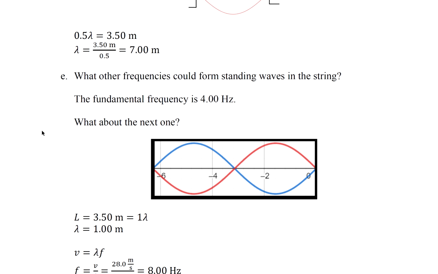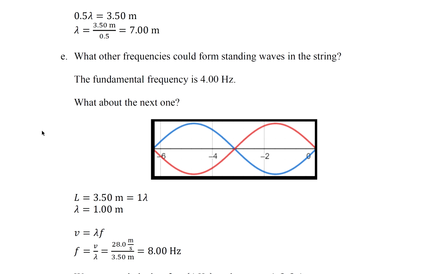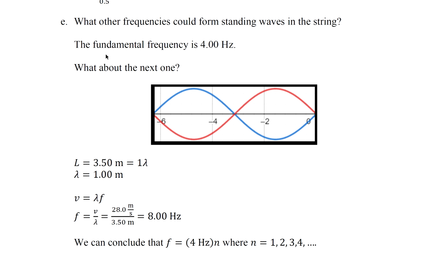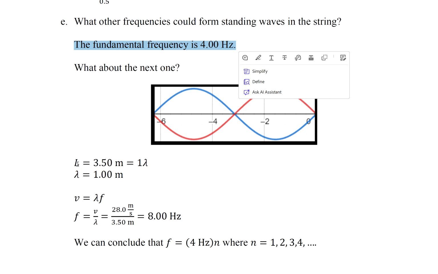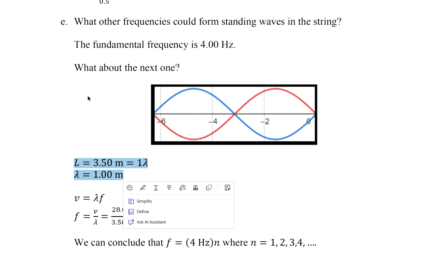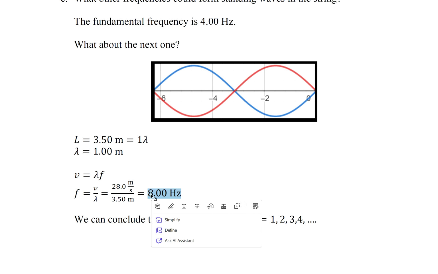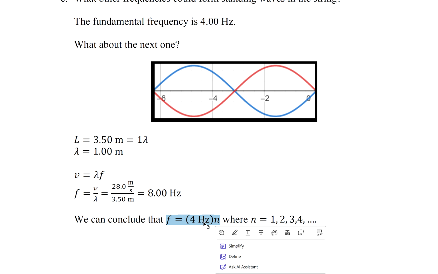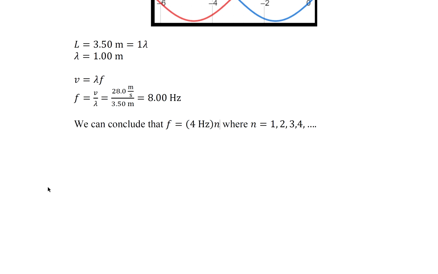Part E, what other frequencies could form standing waves in the string? So the fundamental frequency is 4 Hertz, that's half a wavelength. The next one is going to be this image here, which is 1 wavelength, which is 8 Hertz. So we get 4 Hertz, then 8 Hertz. So we conclude that F is going to be equal to 4 Hertz times N, where N is a positive integer.